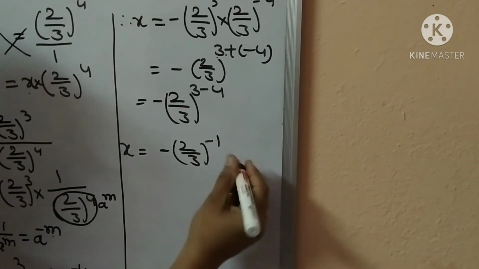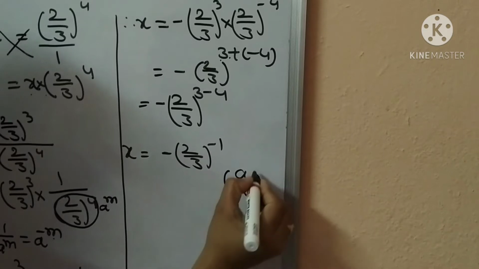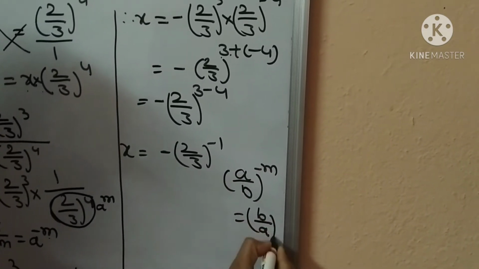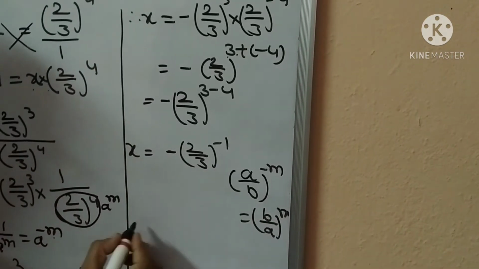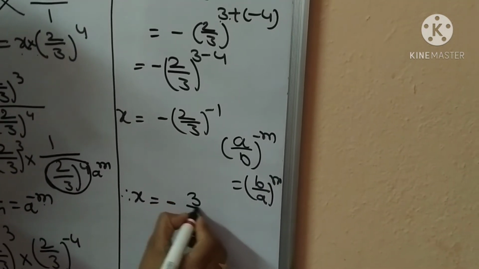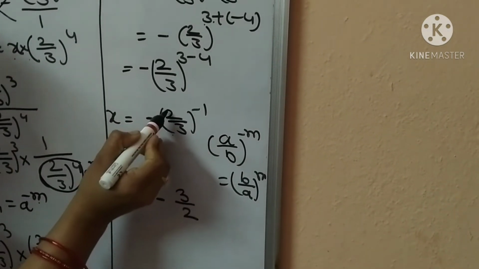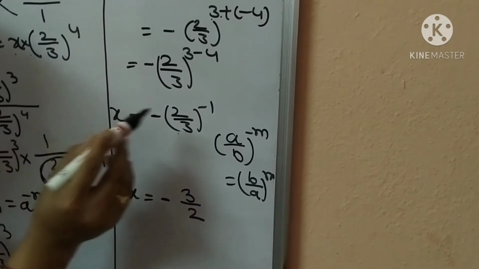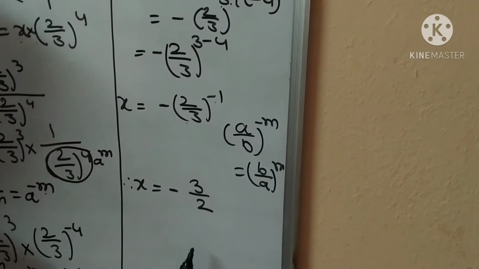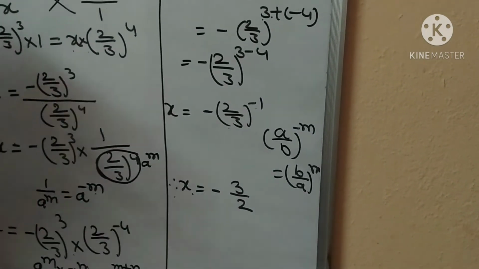At the same time we should write here the formula: (a by b) whole power minus m equals (b by a) whole power m. Therefore, x equals minus 3 by 2. Okay. Change the numerator and denominator so that the power becomes positive. So 3 by 2. Therefore x equals minus 3 by 2.